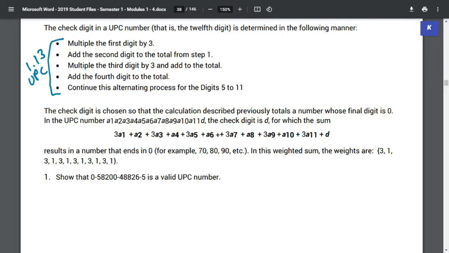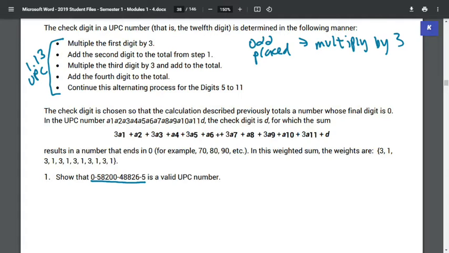There are going to be 12 digits, and what you do is multiply the first digit by 3, the second by 1, the third by 3, and so on. You take your odd-placed numbers, and I'll go over the difference between an odd number and an odd-placed number. We take our odd-placed numbers and multiply those by 3. We're going to look at this problem together, but that's an example of a universal product code.